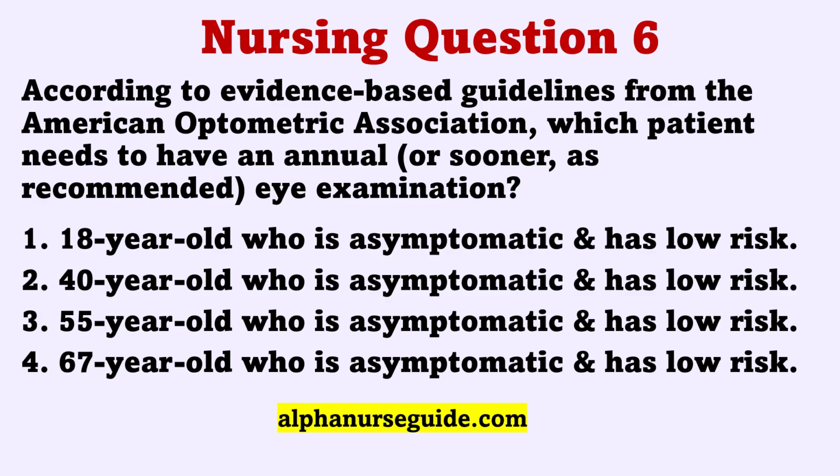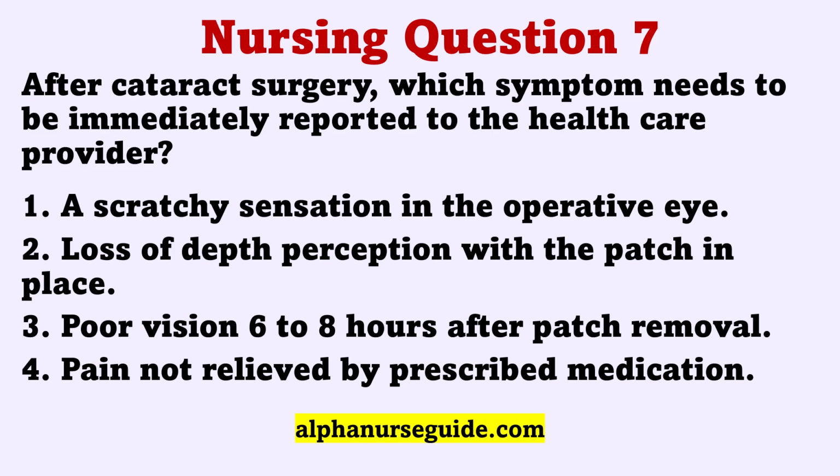Examples of risk factors include family history for eye disease, systemic health conditions that affect the eyes, such as diabetes, racial or ethnic backgrounds with increased risk, such as African Americans, occupations that are eye hazardous, prescription or non-prescription drugs with ocular side effects, contact lenses, previous eye surgery or eye injury, and having functional vision in only one eye. After cataract surgery, which symptom needs to be immediately reported to the healthcare provider?